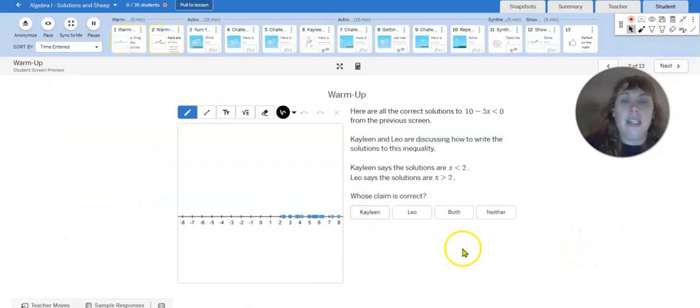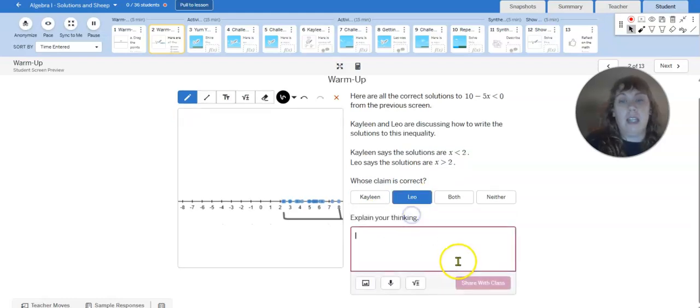So it says here are all the correct solutions from the previous screen. Kayleen and Leo are discussing how to write this inequality. Kayleen says it's x is less than 2, and Leo says it's x is greater than 2. Of course, these are values that are all bigger than 2. We see these other numbers that are larger than 2, so that means Leo is going to be correct. And you can take a moment to explain your thinking as to how we got that. And then push to slide 3.